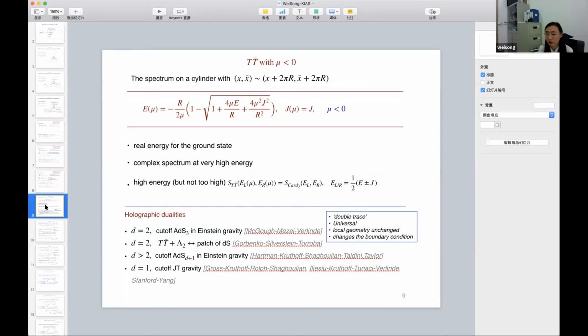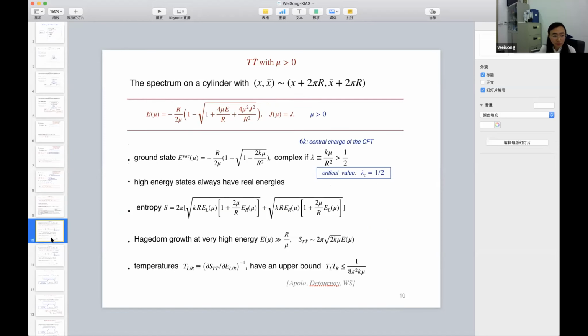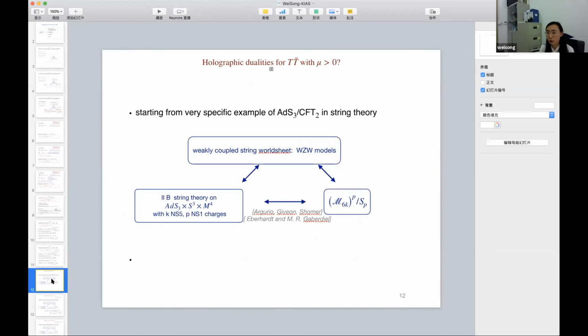I see. Okay. Because for negative mu, you push the cutoff to the interior, but if you change the sign, I don't know the picture. I see. Okay. Thank you. But for single trace, in fact, you can do both signs.